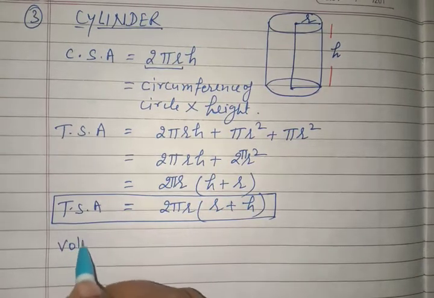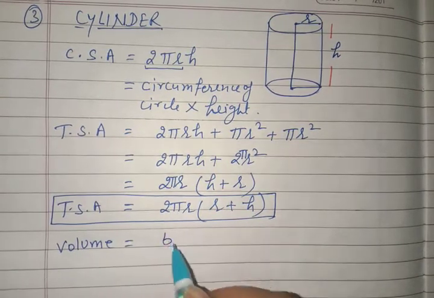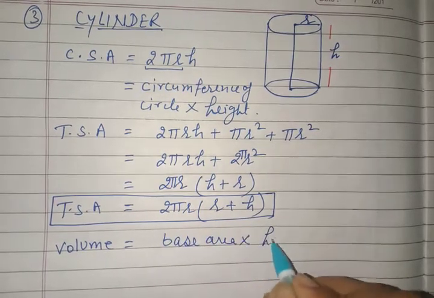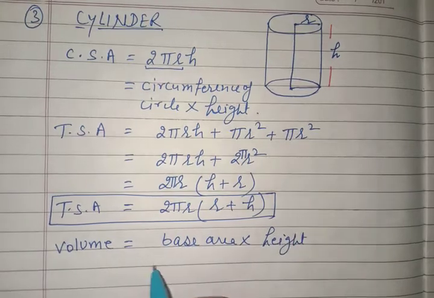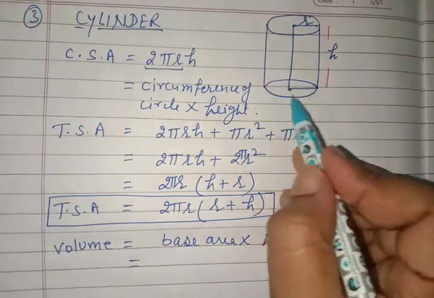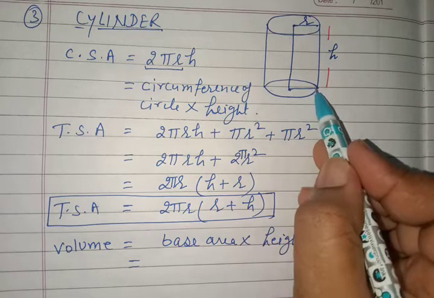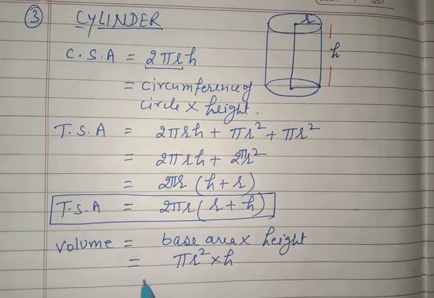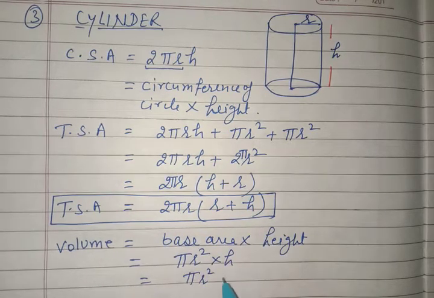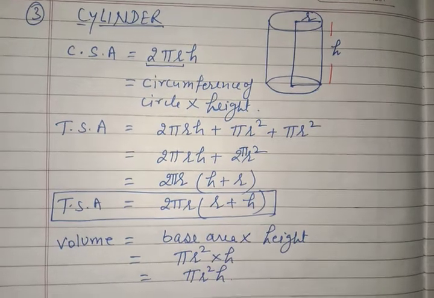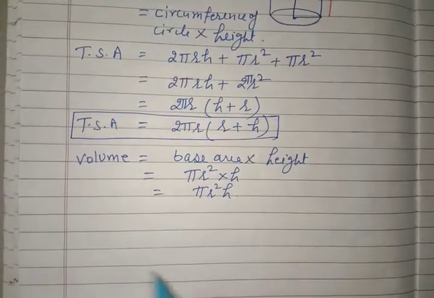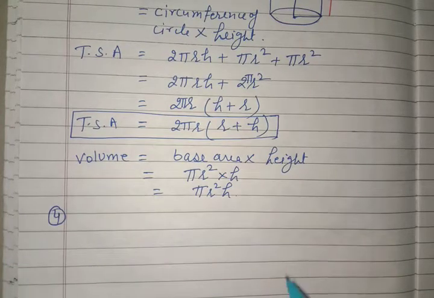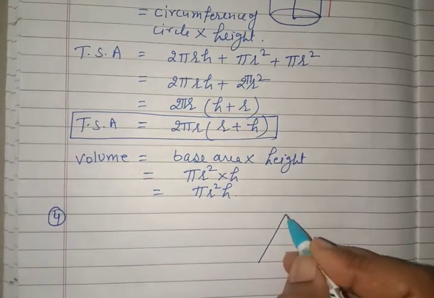Third thing is volume. Volume, just as I told you, is base area into height, and the base is a circle, so base area means area of circle, which is pi r square, and height is h, so this will become pi r square h. The volume of the cylinder is pi r square h. Now the fourth figure, which is new for 9th class, but 10th class students have studied it in 9th class.